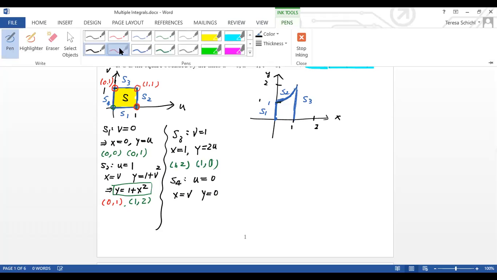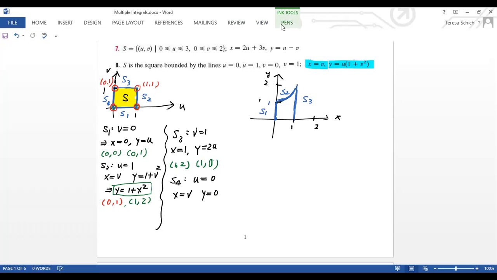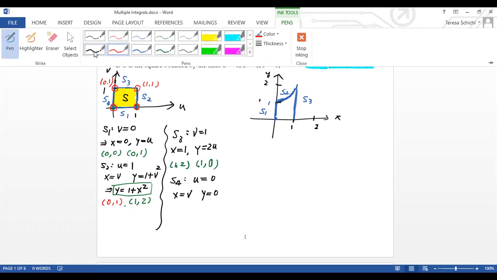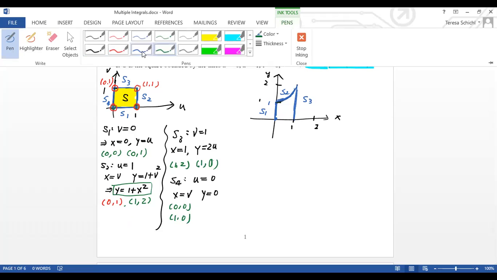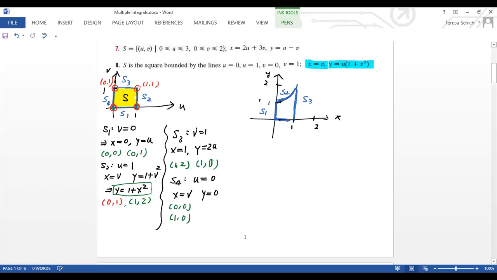Now what is this point here? This point is 0, 0, right? So what is the point corresponding to here? It will be corresponding to 0, 0. And then this one here is 0, 1, so we're corresponding to 1, 0, right? So 1, 0 is here, 0, 0 is here. We got it. So this is my S4.